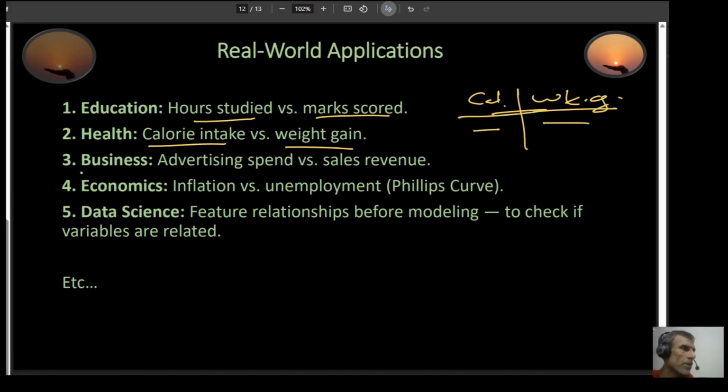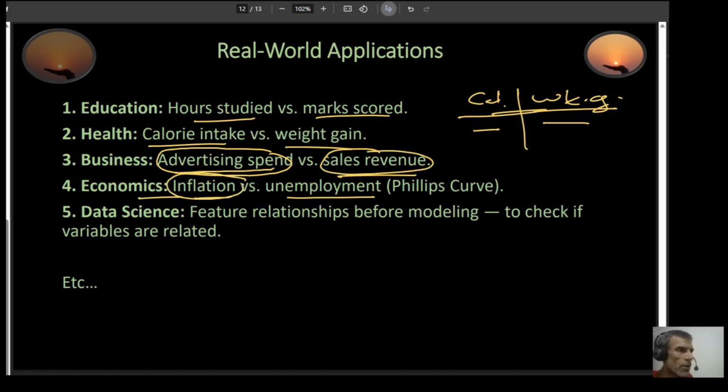Another would be business, for example, advertising spend and sales revenue. You can have one column with how much money they spend on advertisement, and the other column could be the sales revenue. You can see if there's any trend between them. Another one would be in economics, for example, inflation versus unemployment. When inflation goes up, or when inflation goes down, does it actually lead to any change in the unemployment rate?